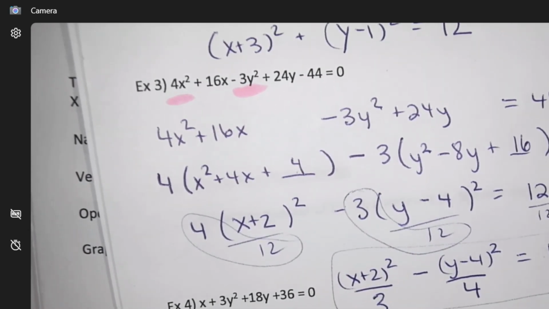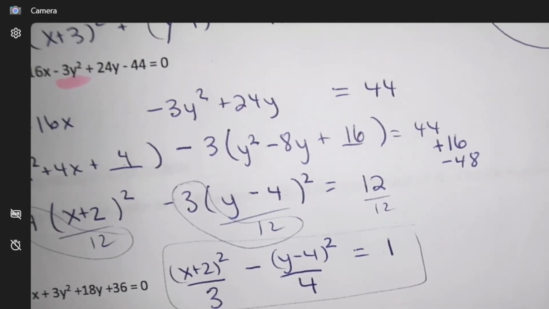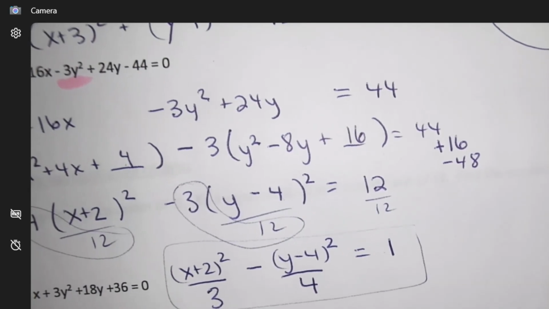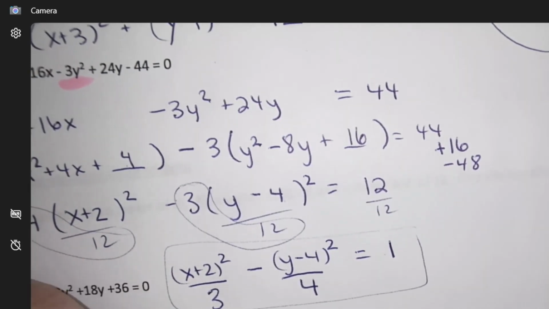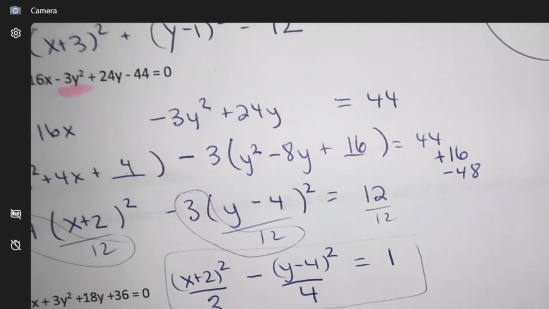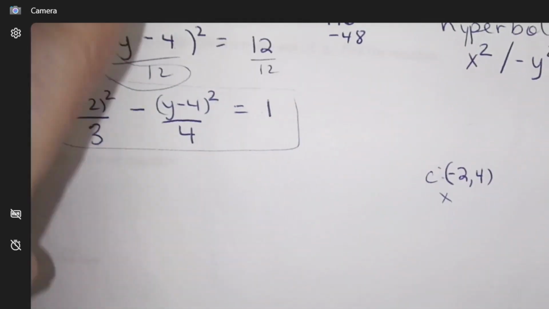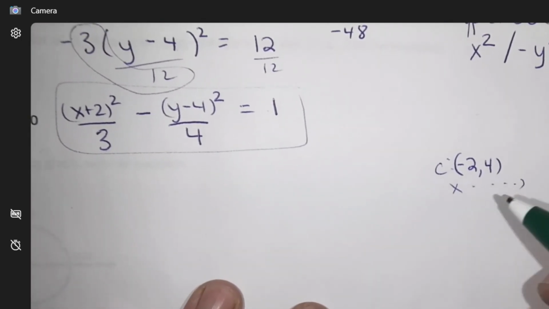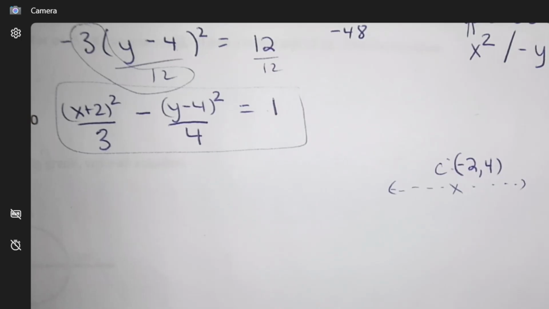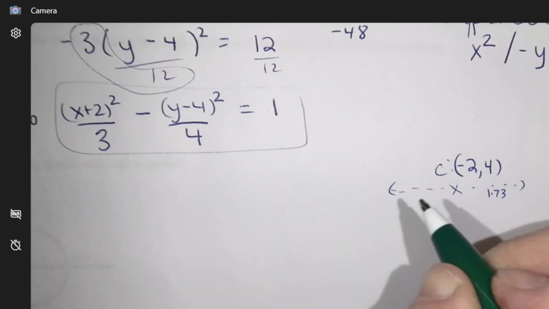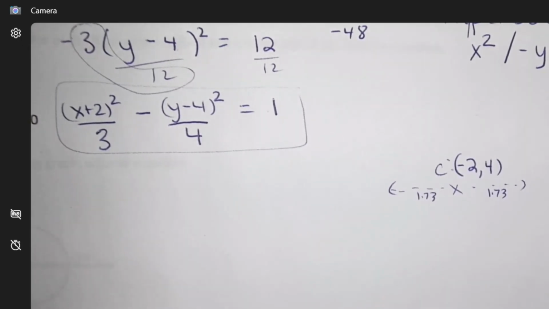Okay, so quick snapshot of what it would look like. What's the coordinate of the center? -2, 4. How much should I go out horizontally? Root 3. I should go 1.73 on a graph away because that's the root of 3.